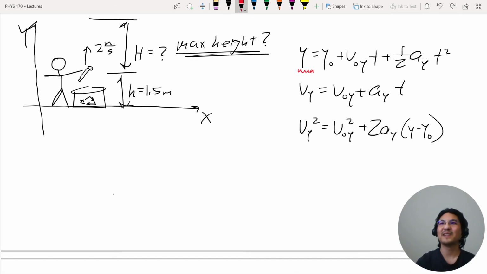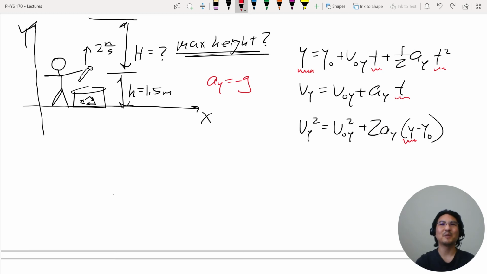The max height, I don't know. How long does it take in time? I don't know. I don't know time. Okay, initial velocity, 2 meters per second. Got it. So I know this. The acceleration, AY, is it g or negative g? Y is going up, g goes down, so AY is negative g, right? So I know this. I know this.